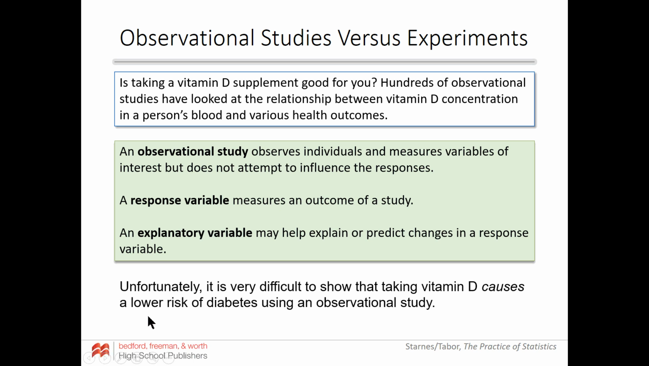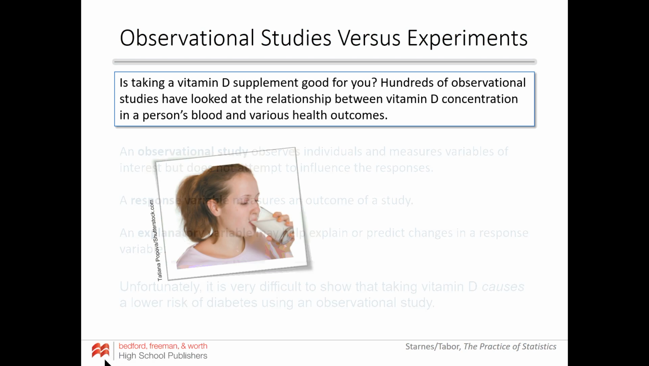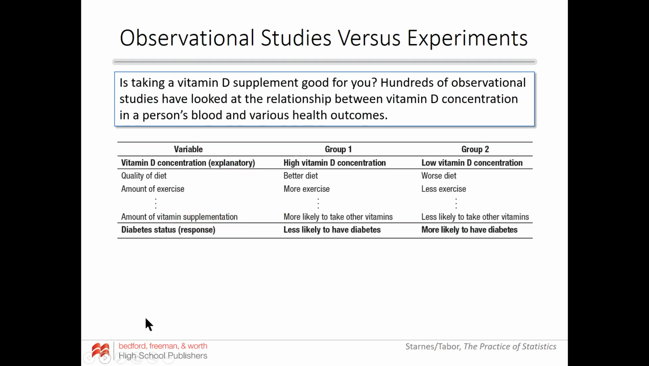Unfortunately, it's really difficult to show cause and effect. We talked about this earlier in the year. From an observational study, it's really hard to show cause and effect, okay? So if we want to show cause and effect, we want to run an experiment. But here's another look at why it is hard to draw a cause and effect conclusion.